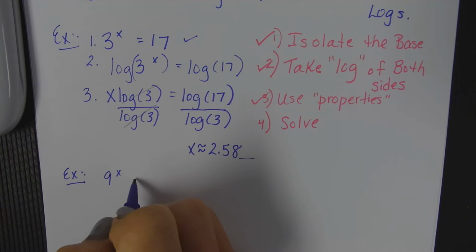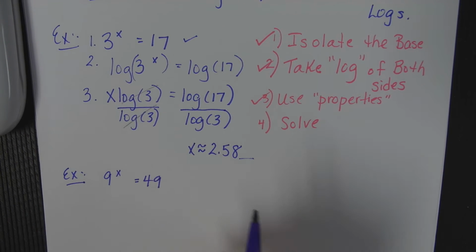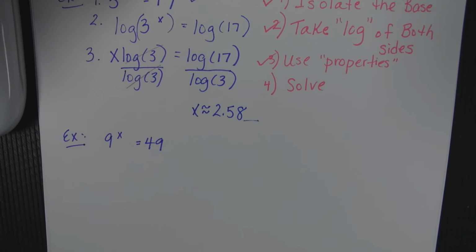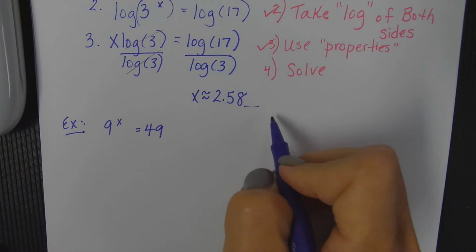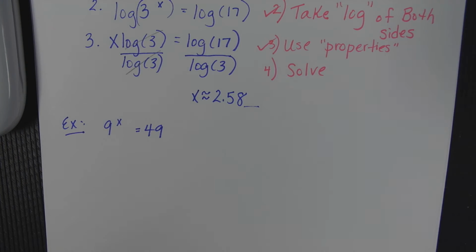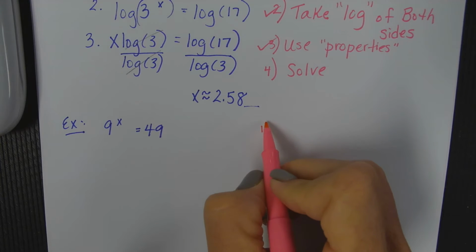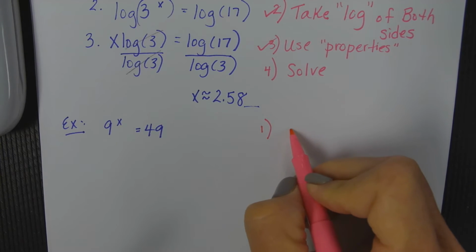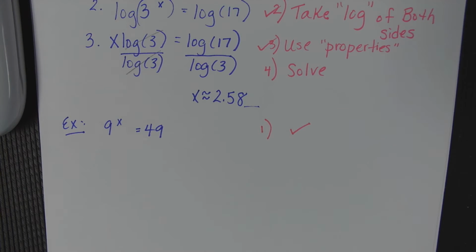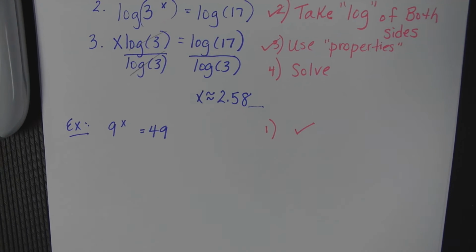I want you to do this one by yourself. Rounding: 1 through 4, round down; 5 and up, round up. All right, guys, you do this one by yourself. Use your steps. Number 1 is already done. You've isolated your base: 9 to the x equals 49.